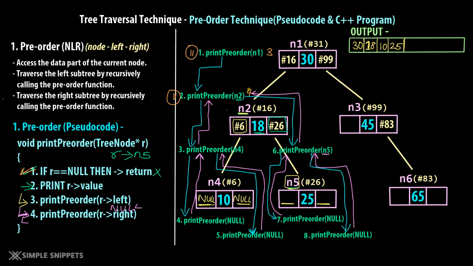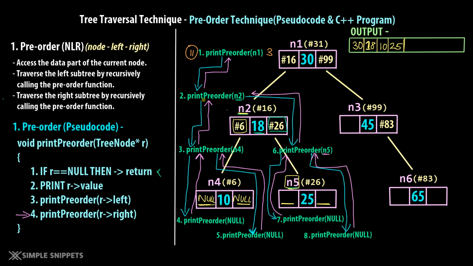For the 2nd print preorder, you can see I've written 4, which means it was paused at step number 4. When you resume the 2nd print preorder, it was paused at the last statement, so once it is done, even this 2nd print preorder with n2 will complete its execution, because there is nothing further to execute. So that function is done, and it will also return back to its calling function. Who had called the 2nd print preorder? It was the very first print preorder call, so you'll go back over here.